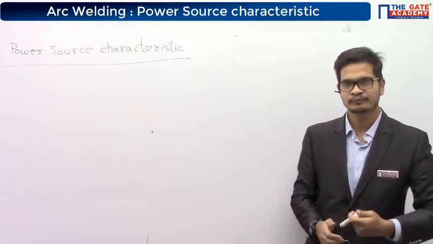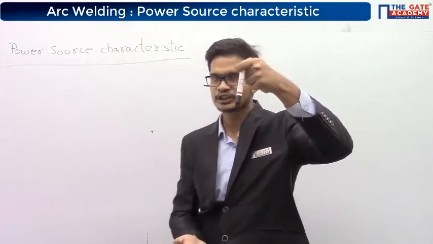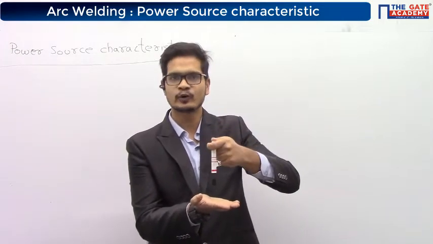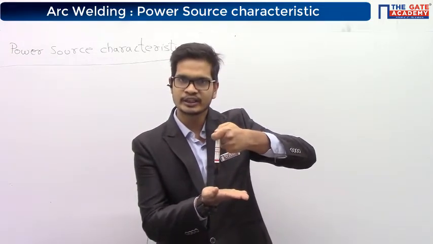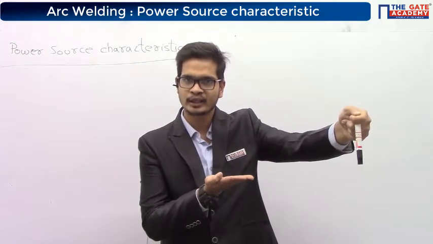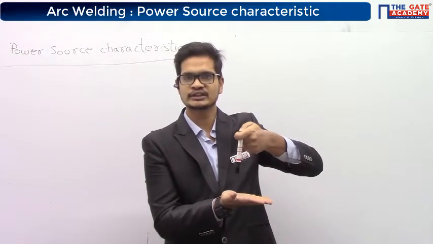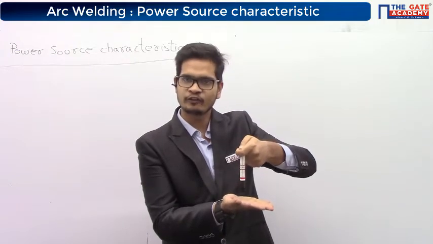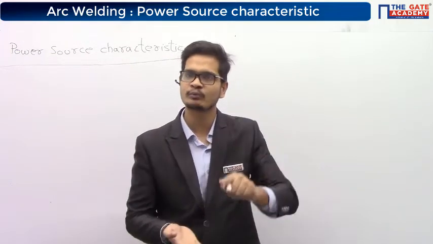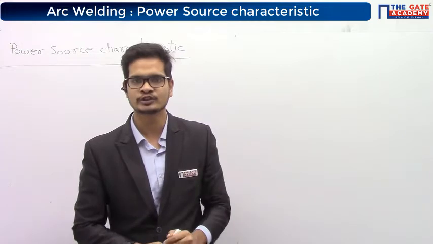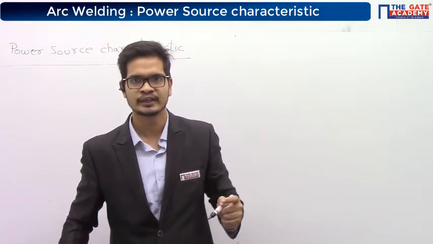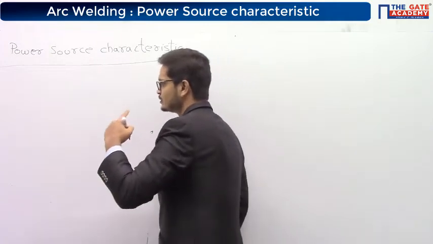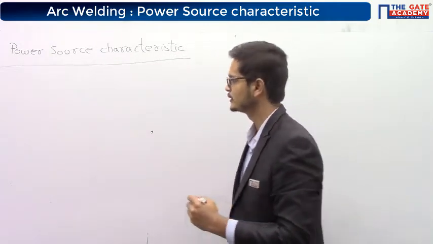How do we classify? For example, let's suppose this is the electrode and this is a workpiece. The electrode can have two kinds of motion. One is it can move horizontally, right? And the other one is, as it is getting consumed, you'll have to feed it, so it can have vertical motion also. It can have vertical and horizontal motions.